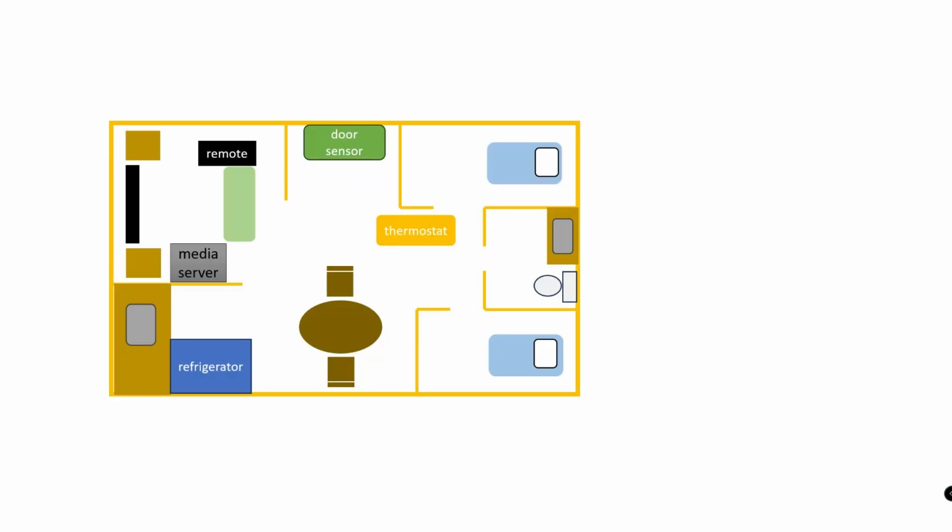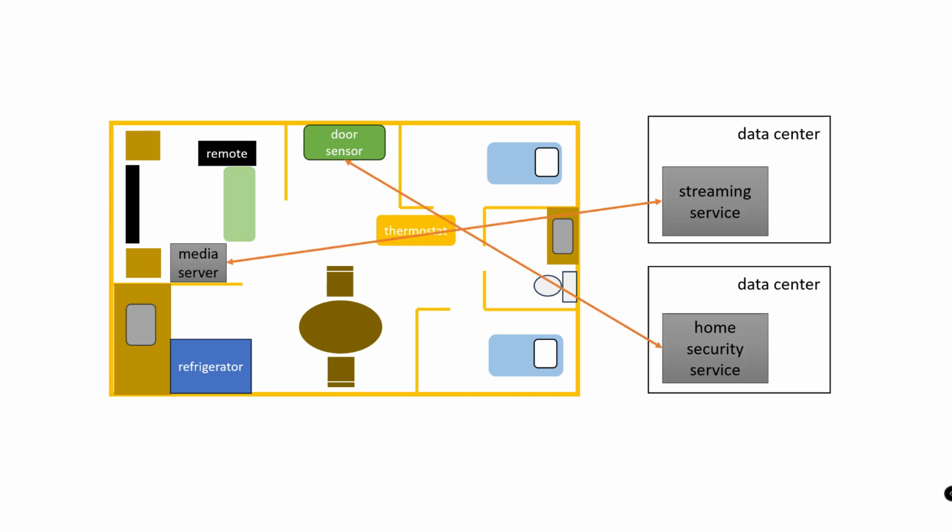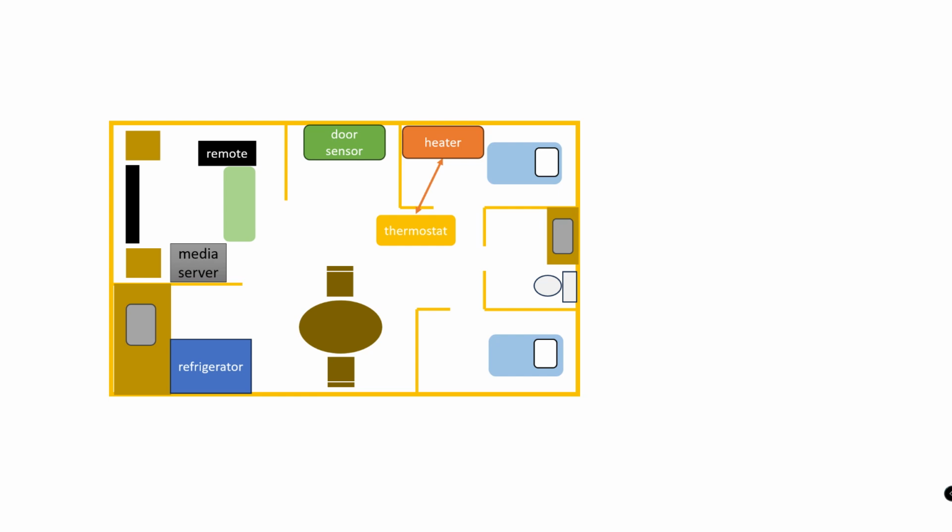A distributed computing system performs computation over a set of computers or nodes in the network. A client-server system provides services from a server to a number of client machines. For example, a smart home may stream entertainment either from a home media server or from an off-site streaming service. The home can also make use of a home security service. A peer-to-peer service performs applications by coordinating several nodes. For example, the thermostat may talk directly to the heater in the home.